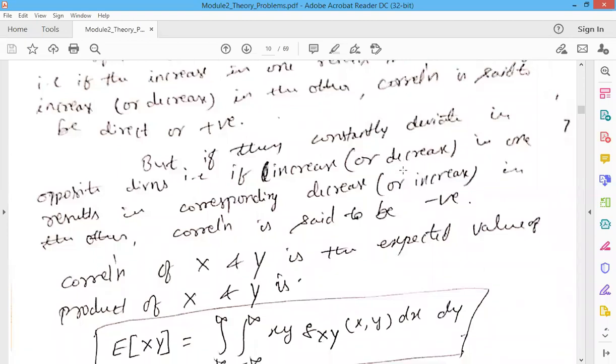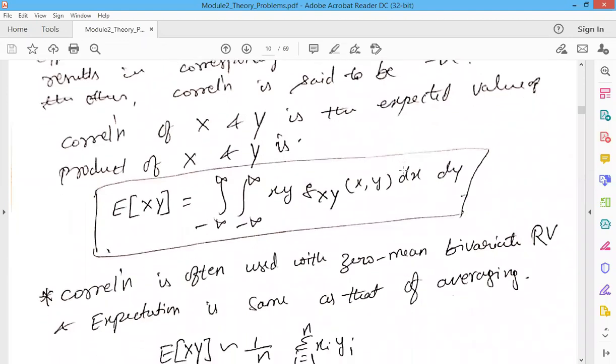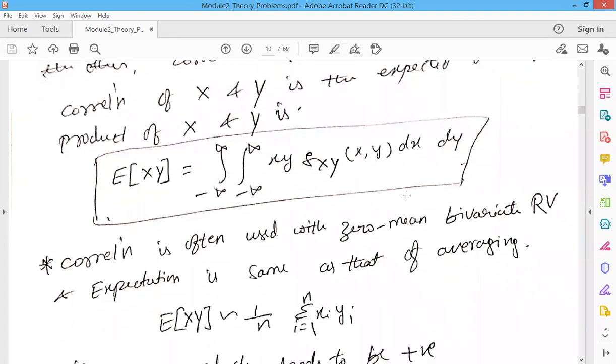And here the correlation between the random variables X and Y can be considered as the expected value of the product of X and Y. That is defined by E[XY] equal to the double integration, with the integral range from minus infinity to plus infinity, of xy f_XY(x, y) dx dy. So you need to remember this equation to solve problems on correlation.